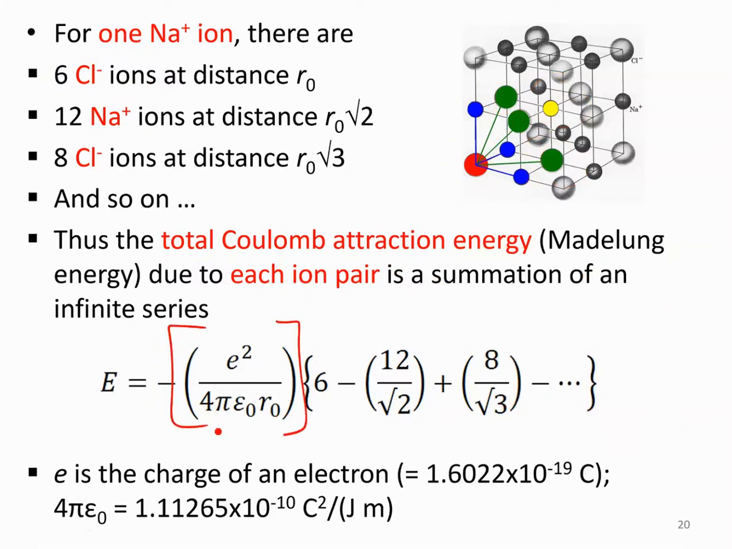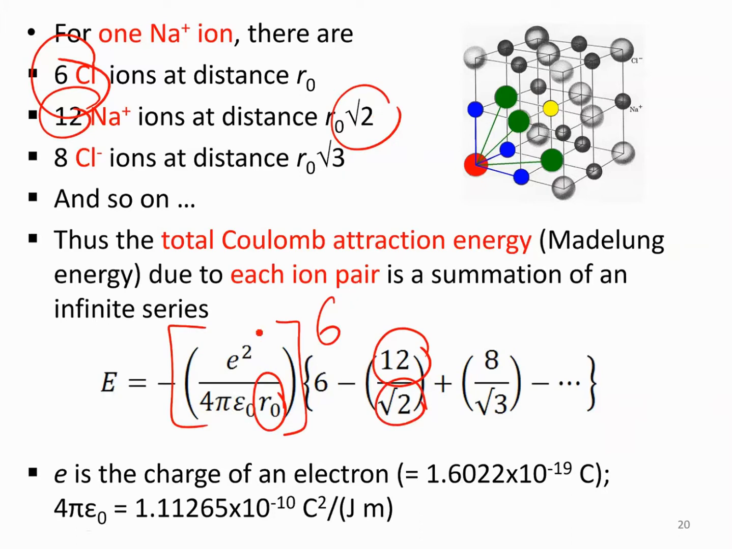For the first term, there will be 6 ions at R0. The second term will be 12 Na at square root of 2 R. The first one is 1R, so here is 1 over 1. The second term is square root of 2 R, so it's over square root of 2. The third term will be how many? The number is 8, then over square root of 3.